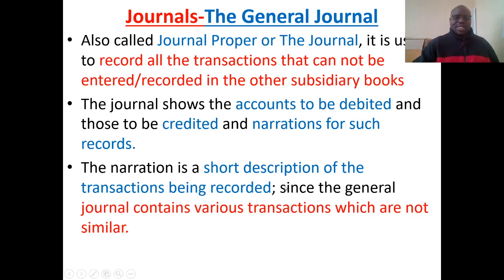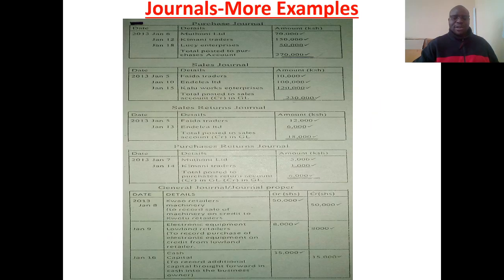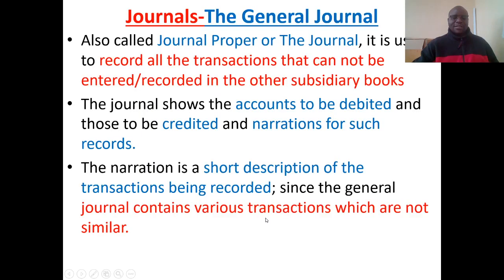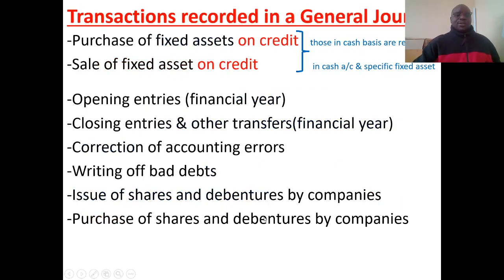Since the general journal contains various transactions which are not similar or related, this is a record of sales, this is a record of buying, this is a record of bringing in investments. They are not related. So what are some of the transactions that are recorded in a general journal? One, the purchase of fixed assets on credit and sale of fixed assets on credit, since those that are bought or sold on cash basis are recorded in the cash account, the relevant side, and the specific asset.